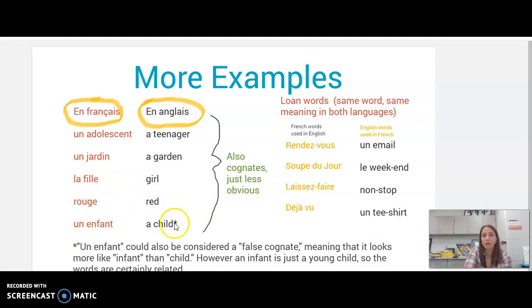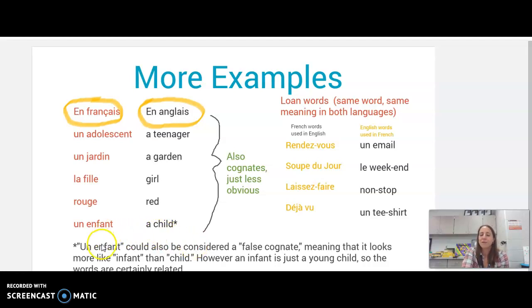And then un enfant, a child. Un enfant is a word that we as English speakers might equate to infant. So I made this note down here that this is not necessarily a true cognate. Un enfant and an infant are not the same thing. Un enfant really means a child. Now an infant is a type of child. So I would argue that you could say that these are cognates as well.